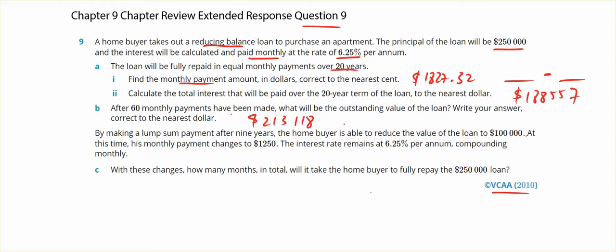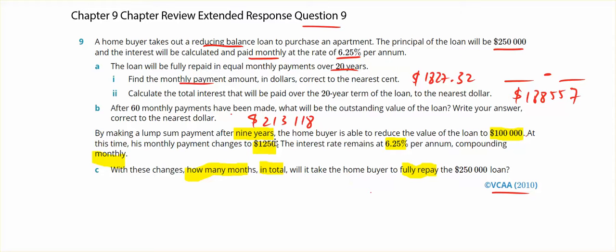Now, part C is the tricky part. You've got to read this really, really carefully. By making a lump sum payment after 9 years, the home buyer is able to reduce the value of the loan to $100,000, at which time his monthly repayment changes to $1250, but the interest remains at 6.25%, compounding monthly. With the changes, how many months in total will it take to fully repay the loan?